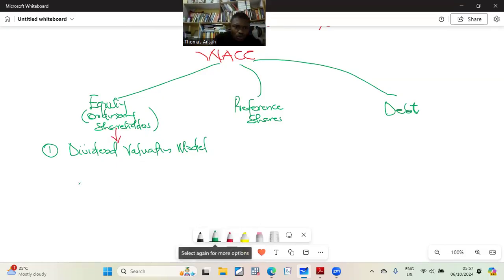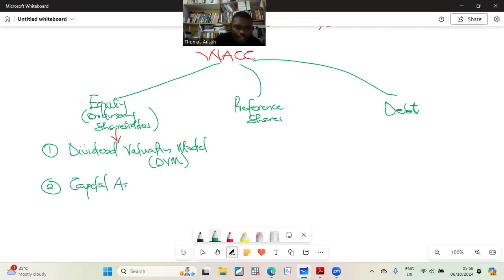Then number 2, we are going to learn how to calculate cost of capital using the capital asset pricing model. And this one is called the CAPM. So we will use the CAPM.